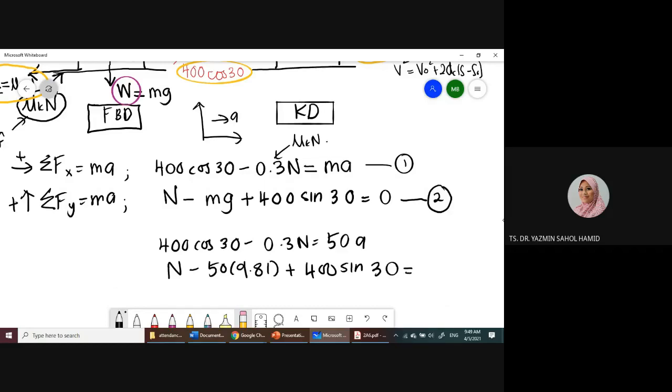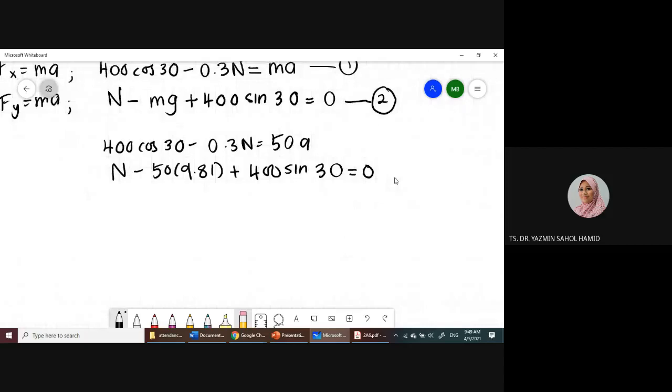Now, if you notice in this question, what can you do? You have two equations, and how many unknowns do you have? You have two. So it means you can find what is N and what is A. Can you please calculate and find what is N and what is A?